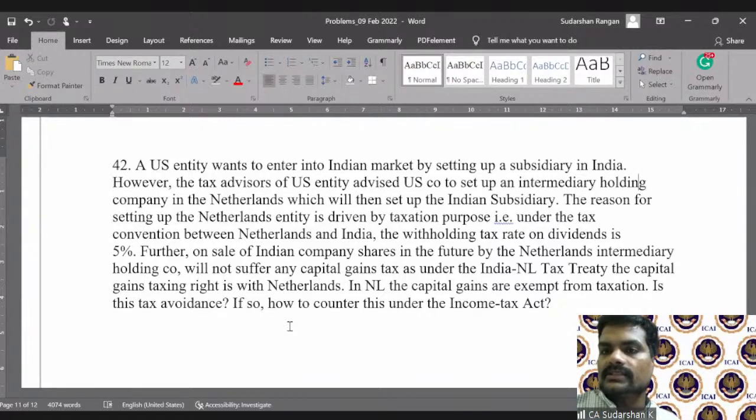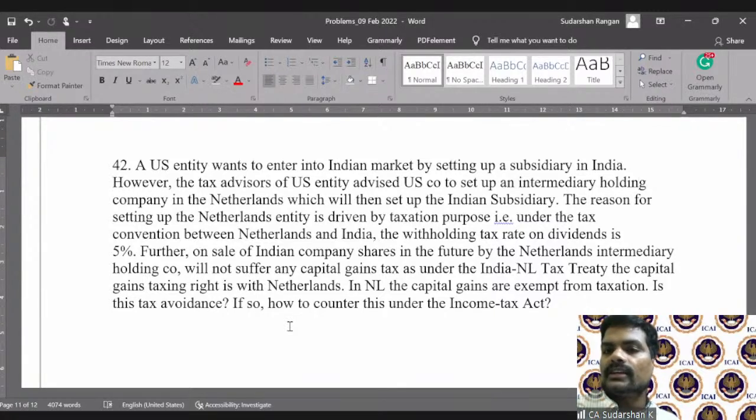Is this tax avoidance? If so, how to counter this under the Income Tax Act? So basically, if you look, the entire objective of setting up an intermediary holding company in Netherlands is to take the taxation benefits available under the India-Netherlands tax treaty. Otherwise, the US entity had no interest in setting up a Dutch entity. They ideally wanted to come to India by setting up an Indian subsidiary. Had they done that, probably the tax cost would have been high, because under the India-US treaty, dividend may be at 15% or 20%. Then again, there will be capital gains tax.